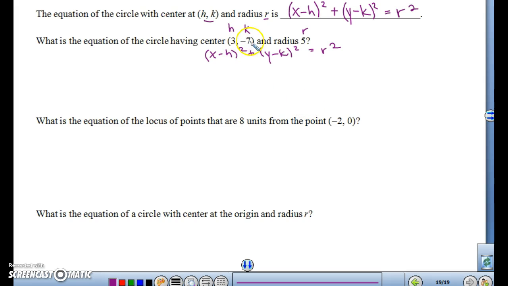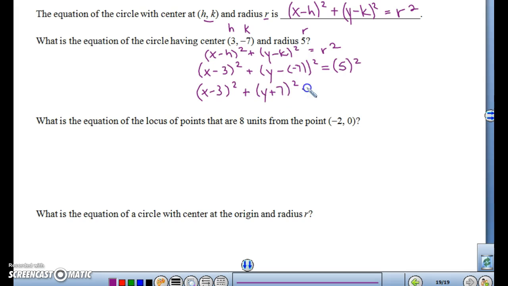Plug in h, k, and r, but be very careful of your signs. (x minus 3) quantity squared plus (y minus negative 7) quantity squared is equal to 5 squared. Now, what is actually minus negative 7? It's actually plus 7. So it's (y plus 7) quantity squared is equal to 25. That is the equation of my circle. All you have to do is stop there. (x minus 3) quantity squared plus (y plus 7) quantity squared equals 25.